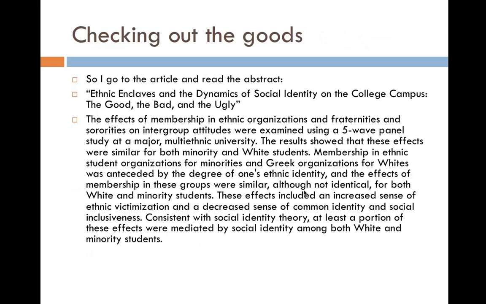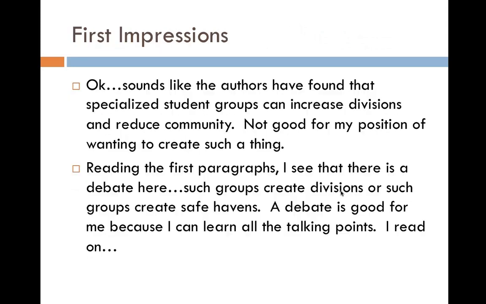Okay, so in the article, without even getting the article, just looking at the abstract. Now, if it wasn't full text, I could still read the abstract and know a little bit more about whether or not I want to go try to track down the paper copy. Anyway, by reading this through, which I'll allow you to do on your own time, I find out that the authors have found specialized student groups can increase divisions and reduce community, dividing campus. That's not good for the position that I'm trying to build with my student friend about wanting to create such a thing.